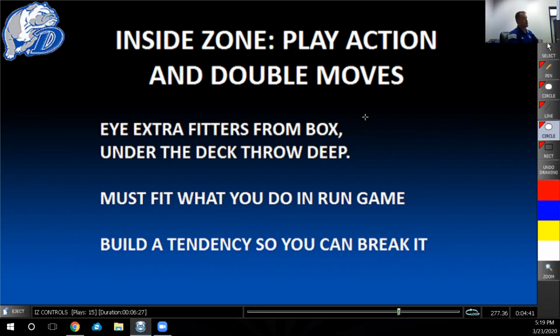So we had tendencies. We want to build tendencies so that we can break them. We want to be really, really good, and really, really run heavy in certain things. And we want to gash you in the run in these formations and in these personnel sets. And then we say, hey, we're under center a lot, so that's the only time we run the ball. Well, then we want to throw play action off of that. So you want to mirror your protections based on what your best run schemes are.